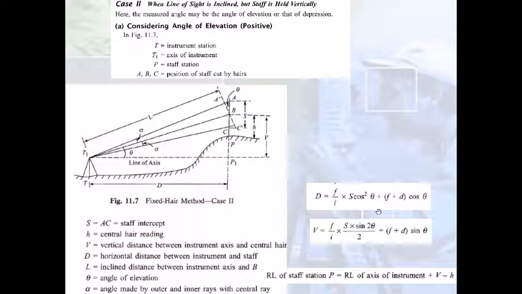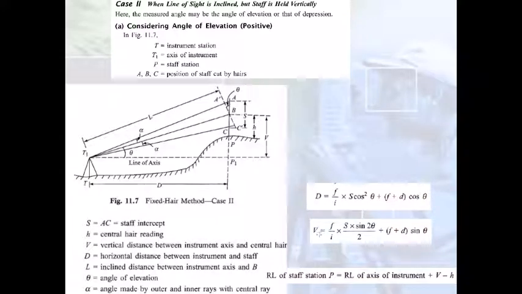Now for this, we have these two equations. The horizontal distance D is given by f over i, which is the multiplying constant like before, multiplied by S. S is the staff intercept, and the staff intercept in this case is A, which is upper hair, and C, which is the lower hair. Multiplied by cos square theta, and theta is the vertical angle that the instrument is giving you, which is the angle above the horizontal line of sight to whatever your new inclination is. So that is theta plus f plus d, which is the relative constant like before, into cos of theta.